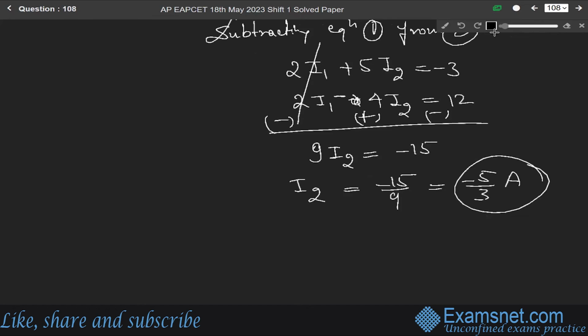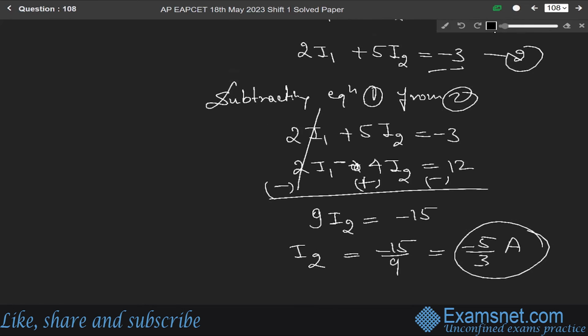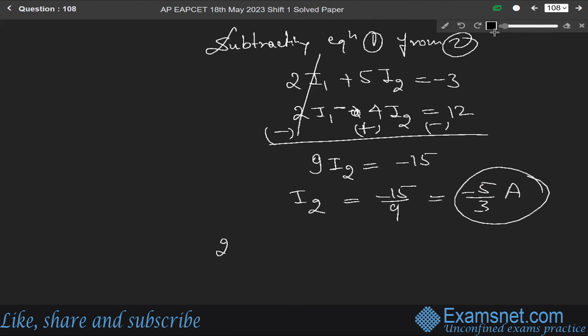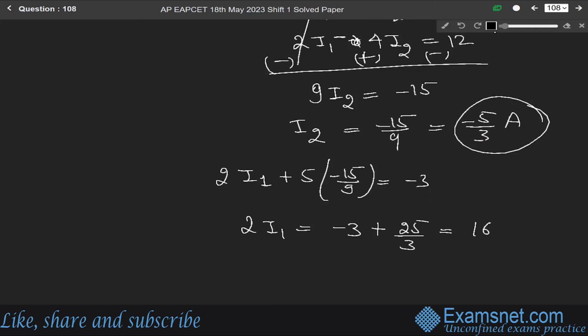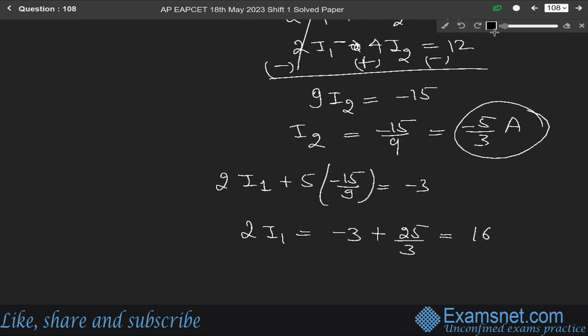So just putting the value of this I2 in equation second, we get 2I1 plus 5 times minus 15 over 9 is equal to minus 3. So solving it, we get 2I1 is equal to minus 3 plus 25 over 3. It will be equal to 16. Oh, sorry. It is 5 over 3.